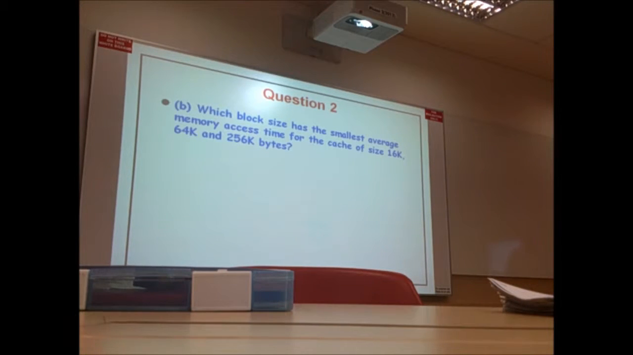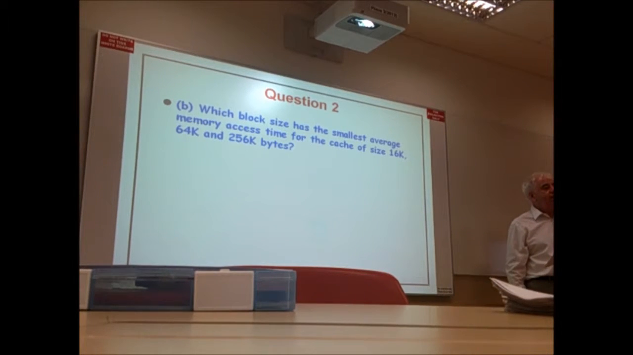Okay, so which block size has the smallest average memory access time? We're asked to give the answer for 16K, 64K, and 256K. The other screens show the updated tables. We want to look at table 2. For the 16K cache size, which block size gives the minimum access time? 64, okay.